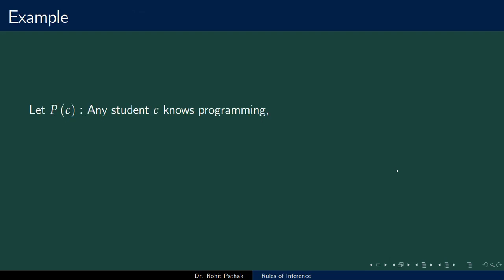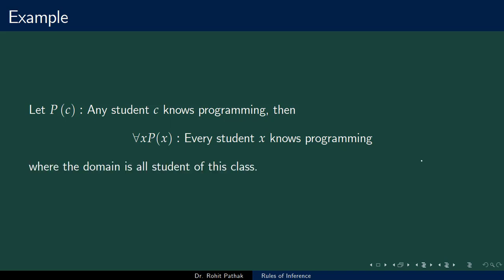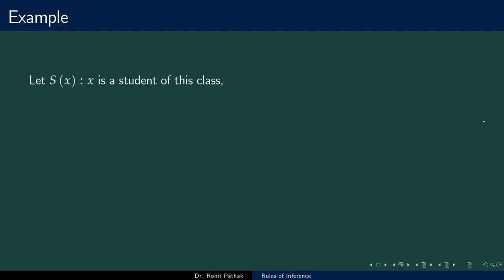For example, let P(c) be "any student c knows programming", then ∀x P(x), every student x knows programming, where the domain is all students in this class. So if you know that any student c knows programming, then you can conclude that ∀x P(x), or every student x knows programming.